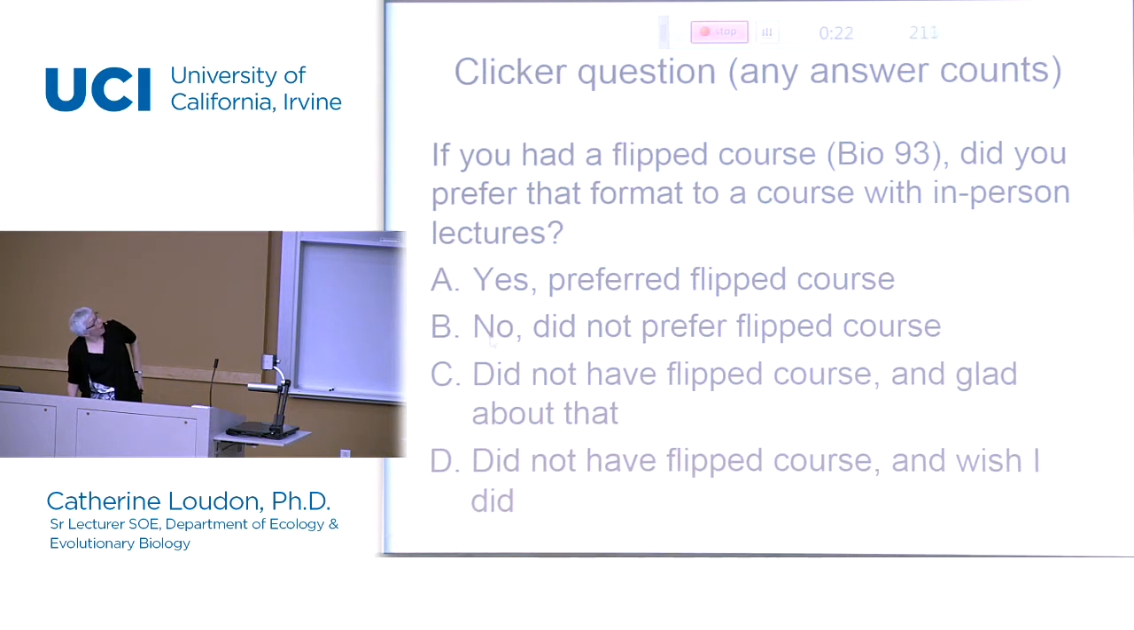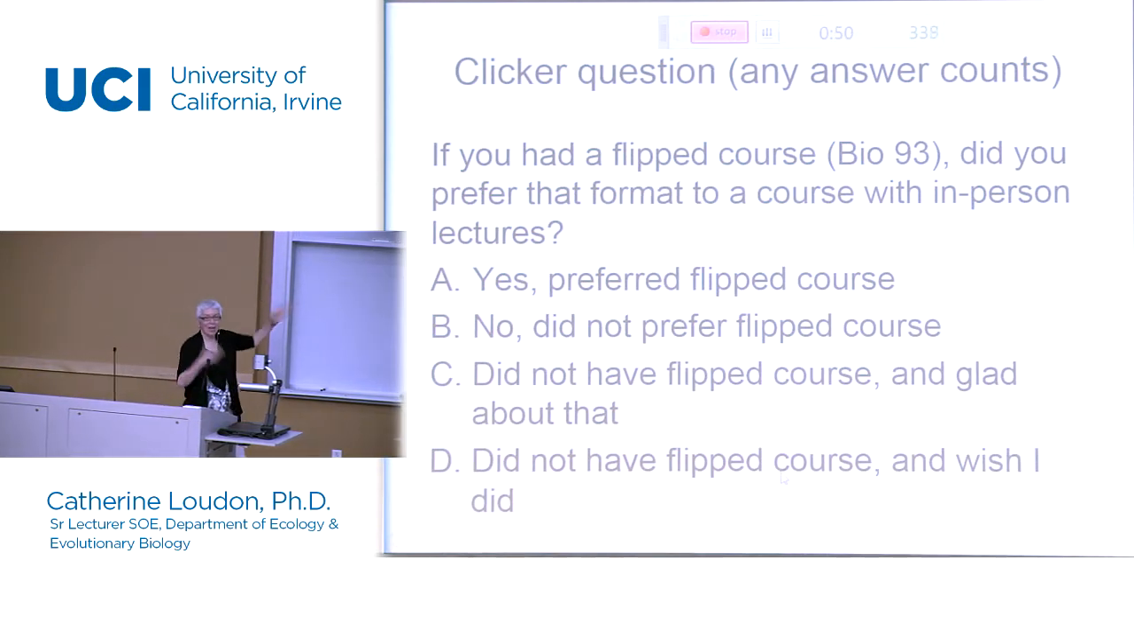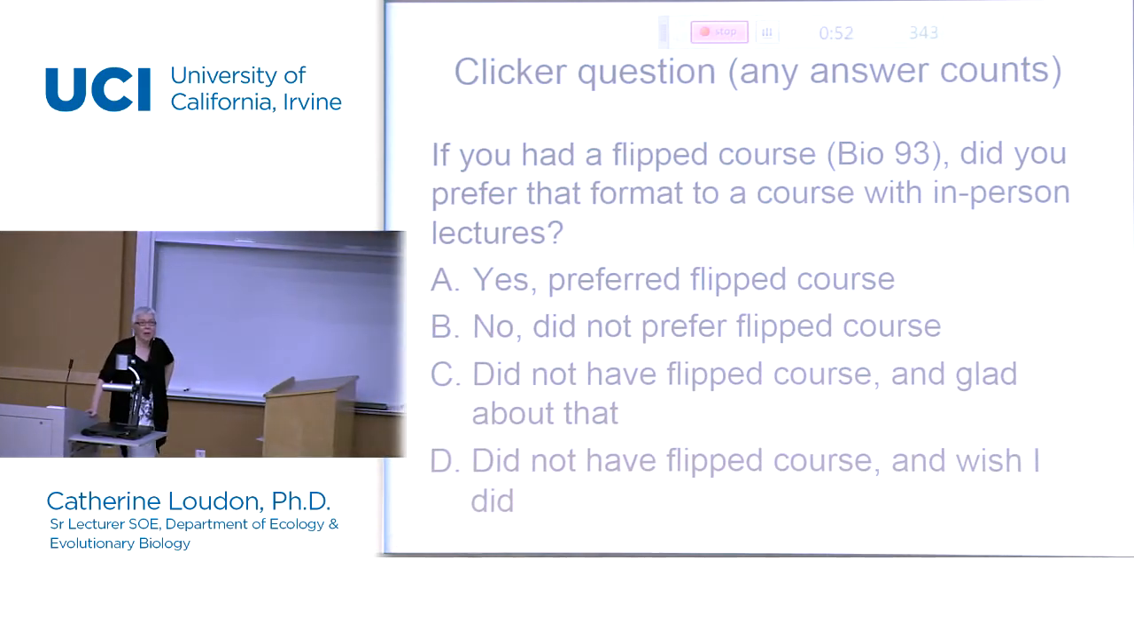So if you had a flipped one, then you would pick either A or B. Yes, if you preferred the flipped course, or no, you did not prefer the flipped course. You would pick C or D if you did not have a flipped course, depending on what your feeling was about this. You pick C if you did not have a flipped course and you're glad because you would prefer not to have one, or D, you did not have a flipped course but you sure wish you did. So I'm interested in whether you had a flipped course or not, and whether you did or not, what were your feelings about it?